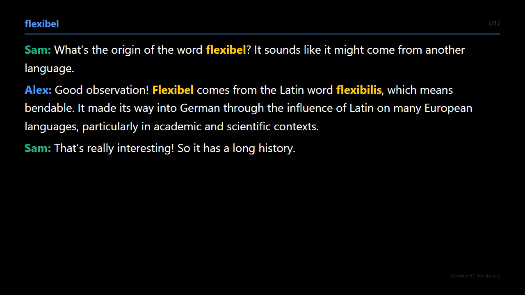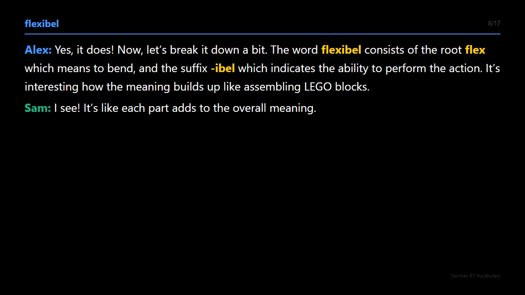Yes, it does. Now, let's break it down a bit. The word flexibel consists of the root, Flex, which means to bend, and the suffix, Ibel, which indicates the ability to perform the action. It's interesting how the meaning builds up like assembling Lego blocks. I see. It's like each part adds to the overall meaning.